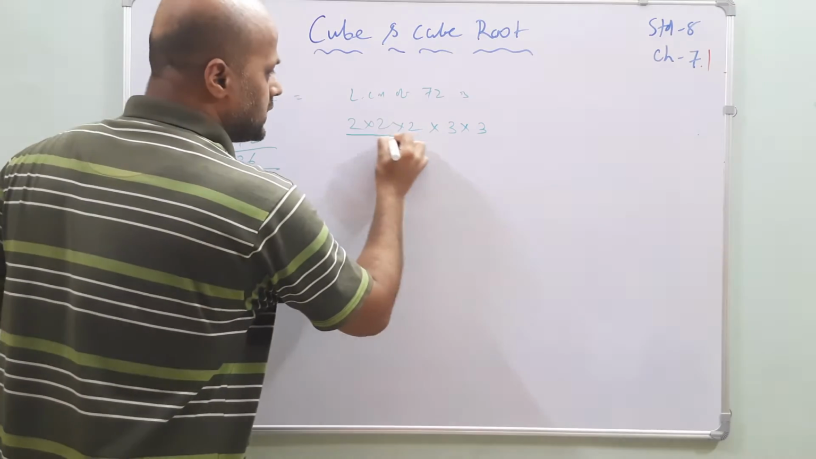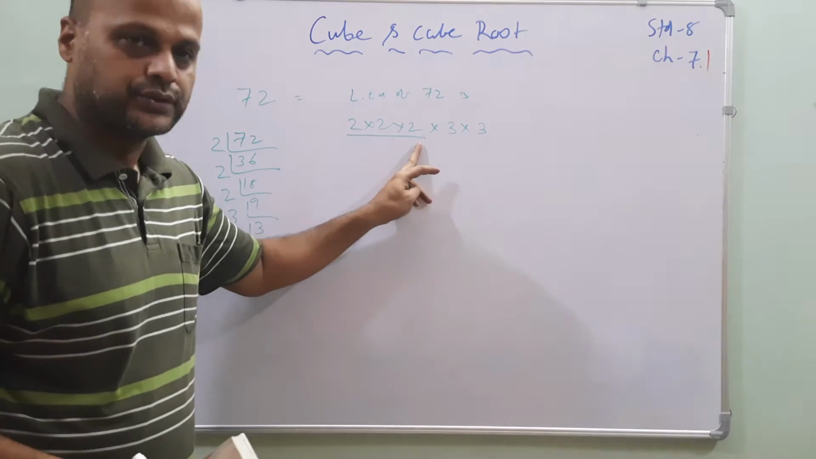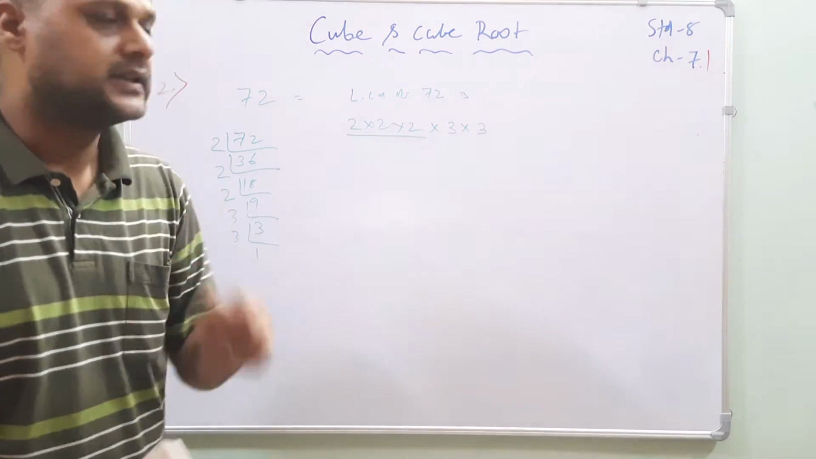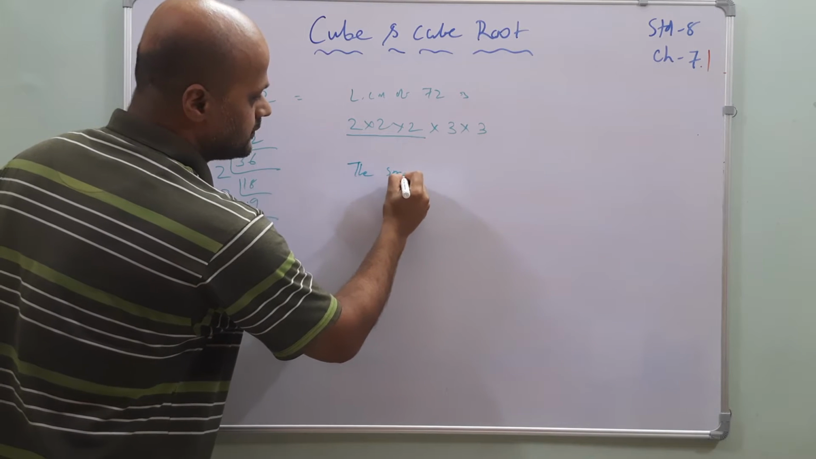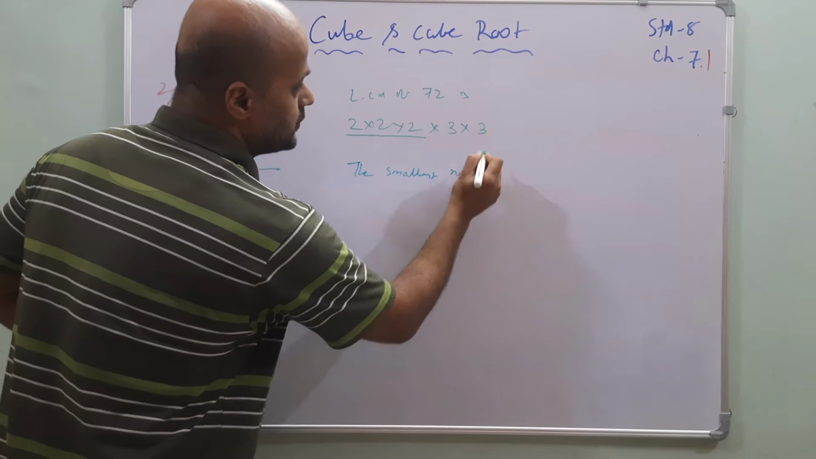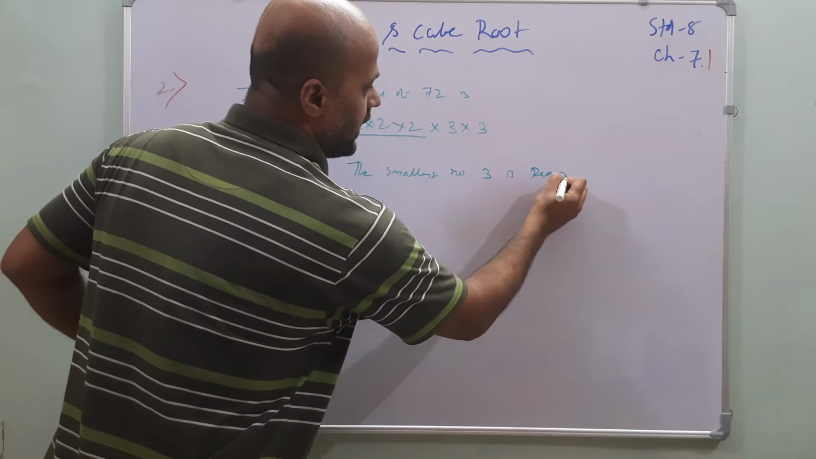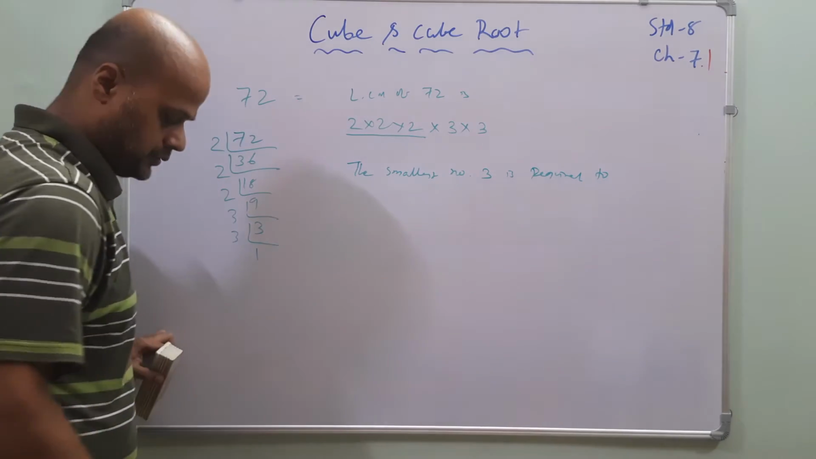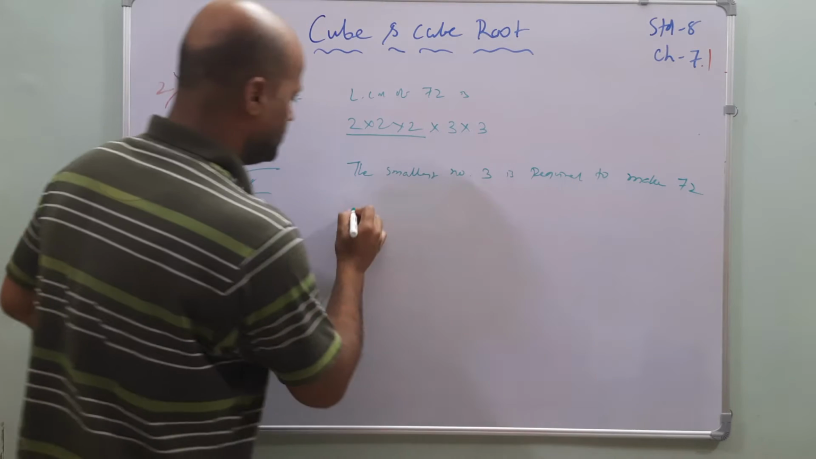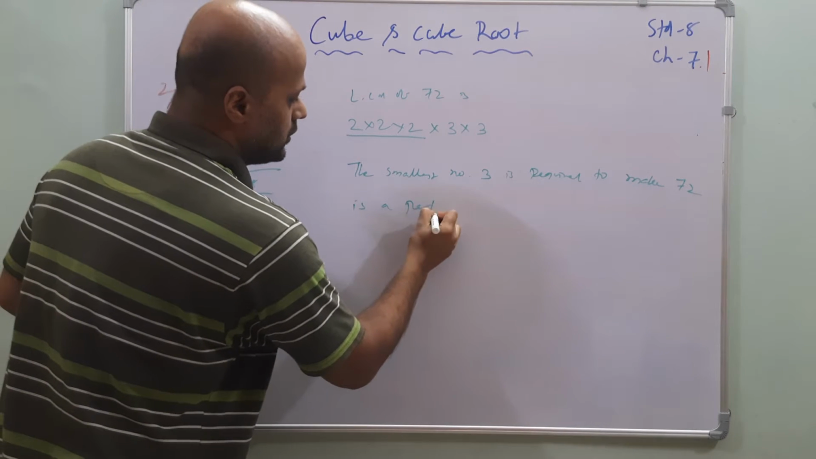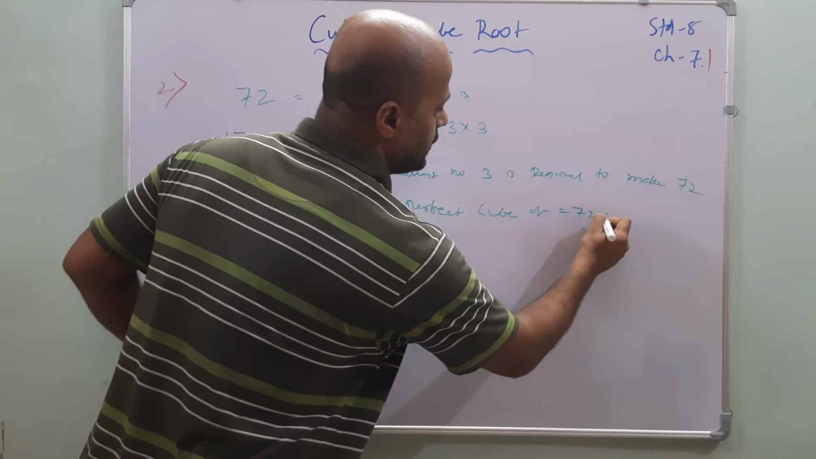Now 2s are in pairs, that is a group of 3 numbers: 2 into 2 into 2. But here which one is missing? Another 3 is missing. So you have to write the smallest number, which one is missing, that one you have to write. 3 is required to make which one? 72 is a perfect cube of, that is what? 72 into 3, how much?